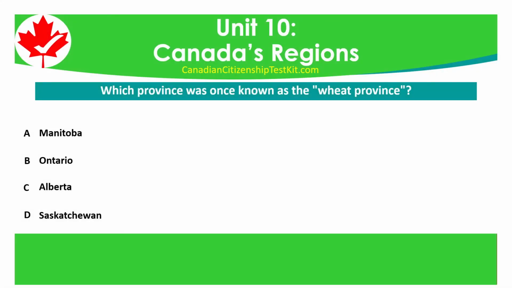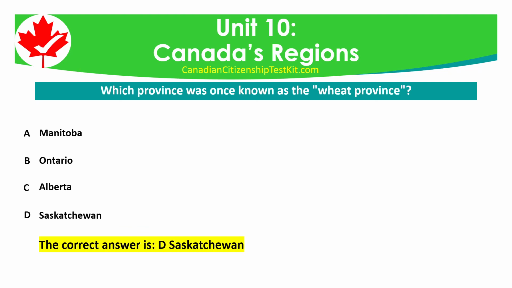Which province was once known as the Wheat Province? A. Manitoba. B. Ontario. C. Alberta. D. Saskatchewan. The correct answer is D. Saskatchewan.